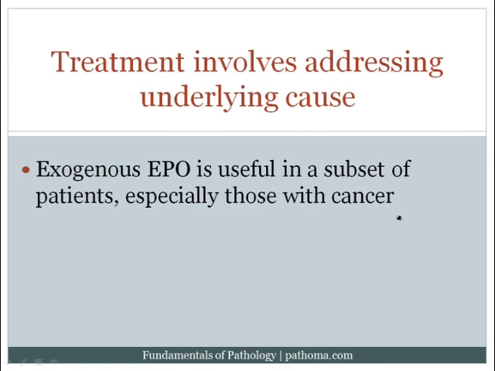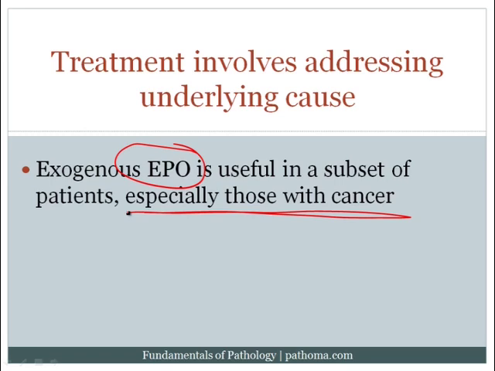Another important treatment could be erythropoietin. Remember that one of the effects of hepcidin is to actually decrease the production of erythropoietin, and giving exogenous erythropoietin is particularly useful in a subset of patients, especially in cancer patients. So that if patients have cancer and anemia of chronic disease associated with that, erythropoietin can be particularly helpful in those patients.